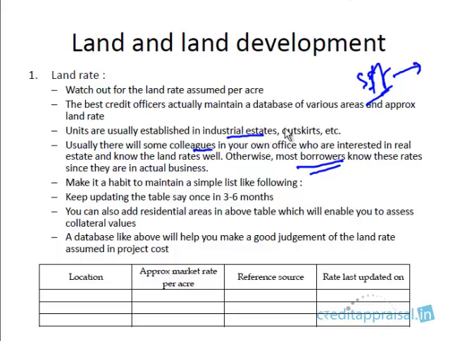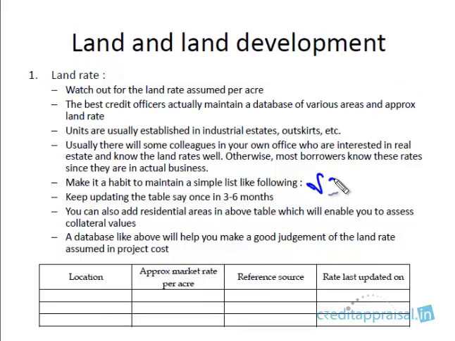So just have an informal discussion. Keep a database. Keep entering it. If you make a habit like this and you update, say, once in 3 to 6 months, you'll have a very good idea, and you'll be in a good position to make a good judgment of the land rate assumed in the project.